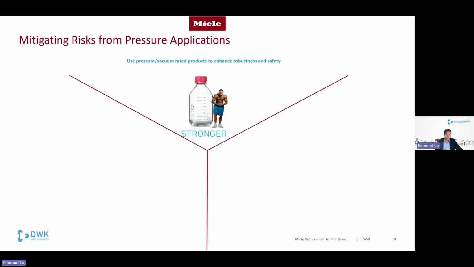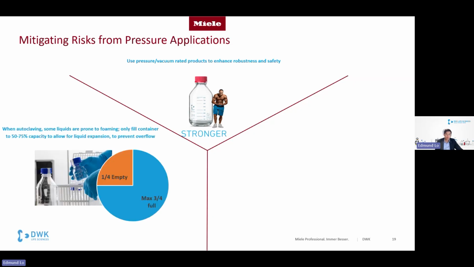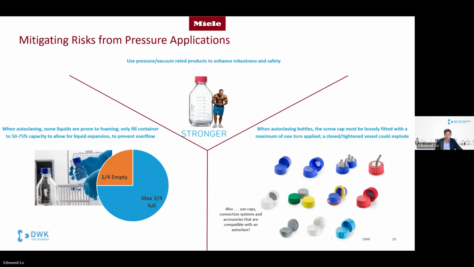For pressure applications, use pressure or vacuum-rated products that enhance robustness and safety. When autoclaving, some liquids are prone to foaming, so only fill up to 75% capacity to allow for liquid expansion to prevent any overflow. And when autoclaving, the screw cap should only be loosely fitted because a tightened container could explode.